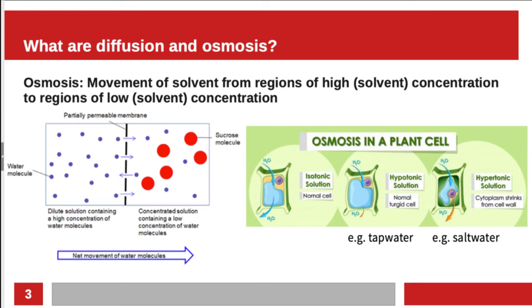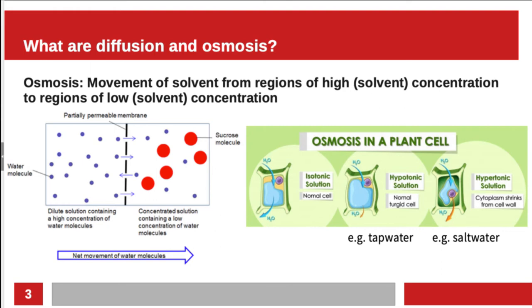Now, in a cell, this happens because the cell membrane acts as that partially permeable membrane, and it controls what goes into or out of the cell. In the case of a plant cell, it also has a rigid cell wall, but that cell wall doesn't really control what goes in and out. It's quite permeable and things can move through the cell wall. But plant cells also have a cell membrane, and that cell membrane is inside the cell wall, and it does tightly control what goes in and out.